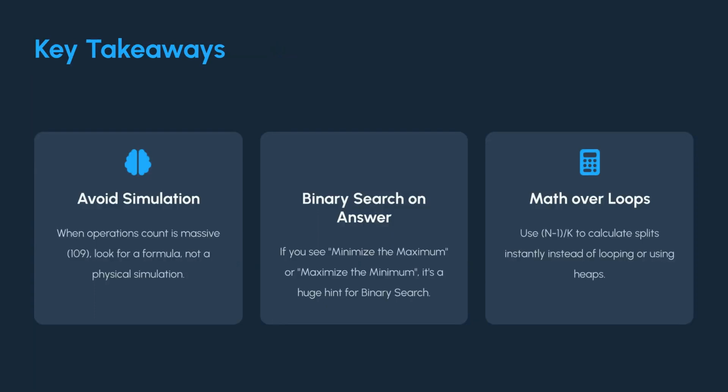Key takeaways are: avoid simulation when operations are massive, look for binary search when minimizing the maximum, and leverage math, specifically the (n-1)/k formula for instant split calculation.